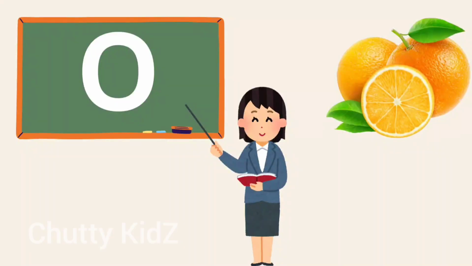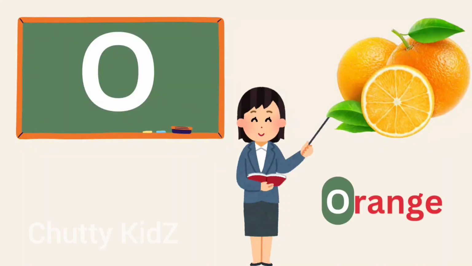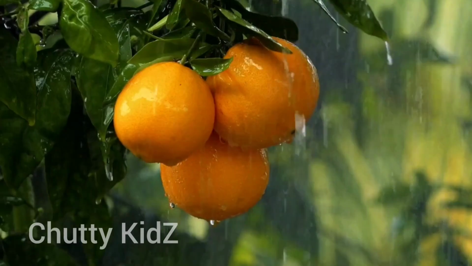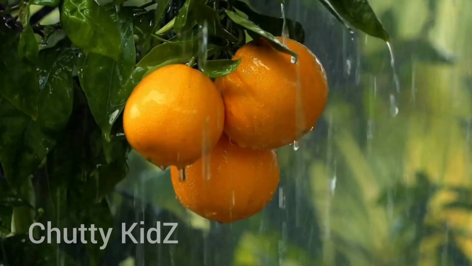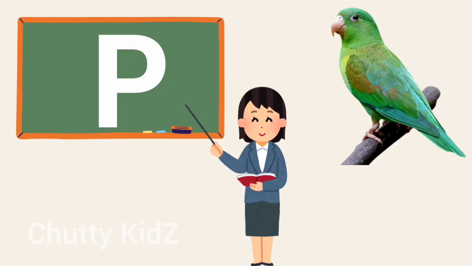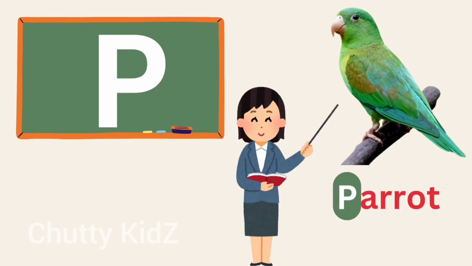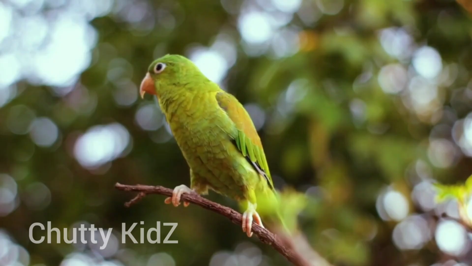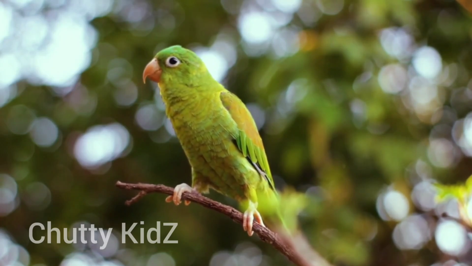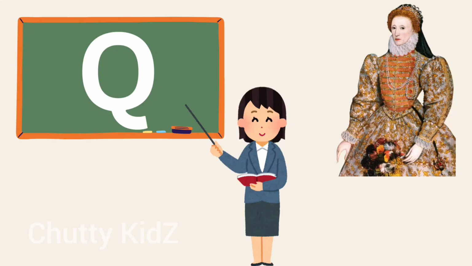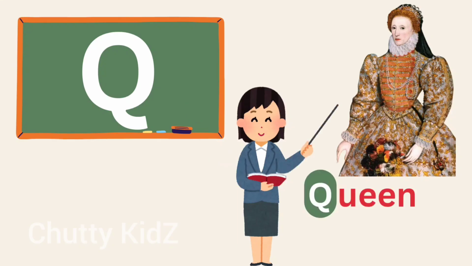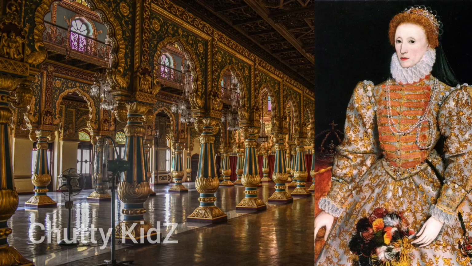O. O for orange. O. O for orange. P. P for parrot. P. P for parrot. Q. Q for queen. Q. Q for queen.